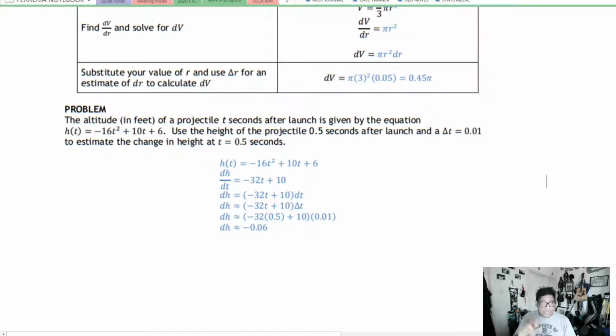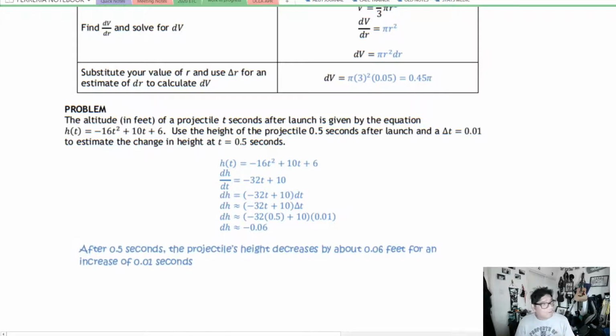Now remember what we said. If the differential is negative, or if the derivative is negative, that's our signal that we're having a decrease. So the height is going to decrease by about 0.06.